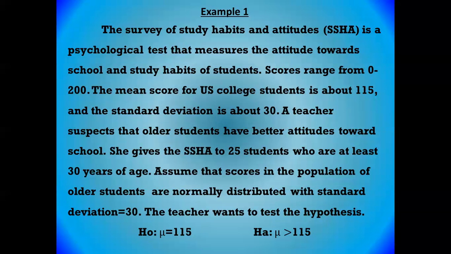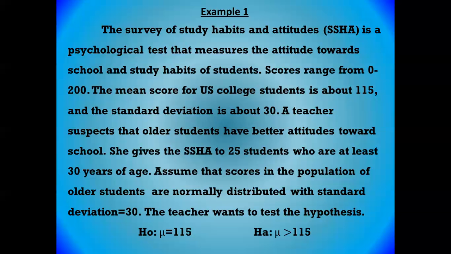We're going to do an example now. You don't have to write this down, but I would write down the information given. The Survey of Study Habits and Attitudes, SSHA, is a psychological test that measures the attitude towards school and study habits of students. Scores range from 0 to 200. The mean score for U.S. college students is about 115, and the standard deviation is about 30.